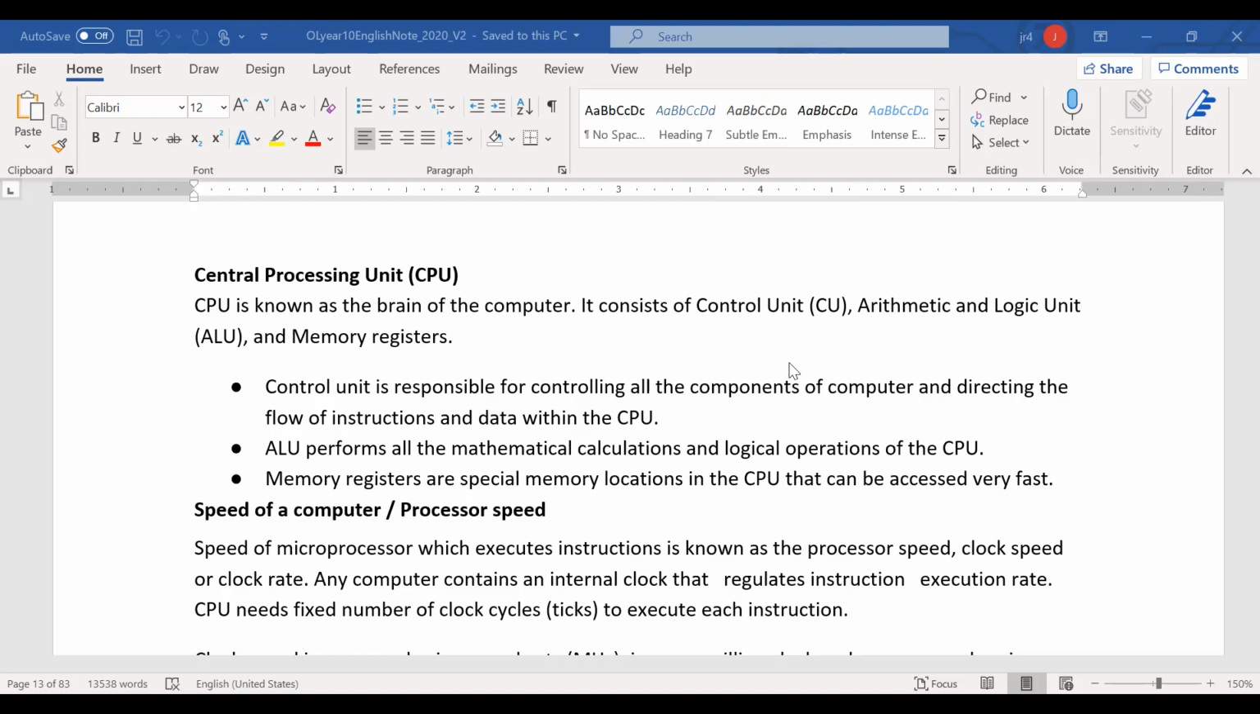And then we have memory registers, very small memory locations. Whenever the CPU needs data for quick access, we have to keep them inside a memory register. So that part I think we have already discussed.